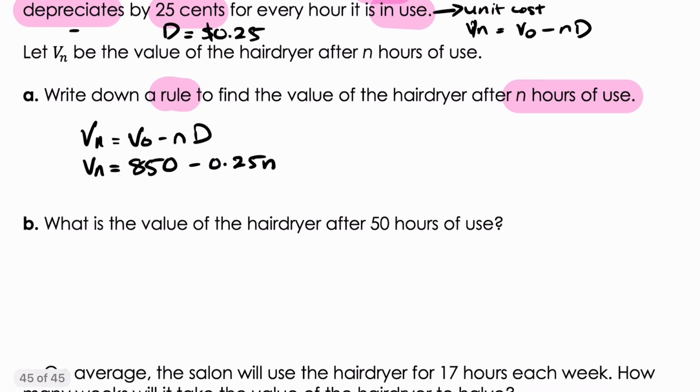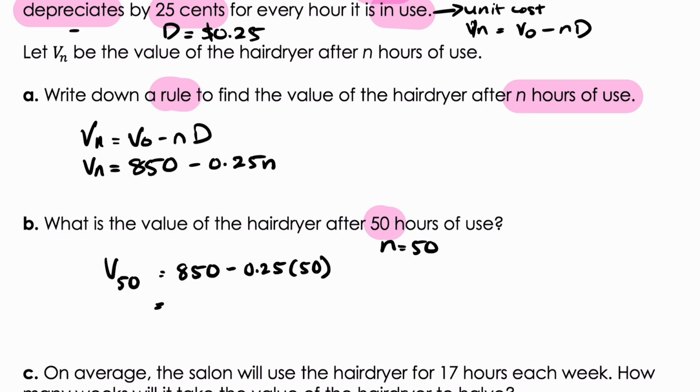Part B then says, what is the value of the hairdryer after 50 hours of use? So in this case, n is equal to 50. So we want to find out what V50 is. 850 minus 0.25 times 50. That's $837.50.